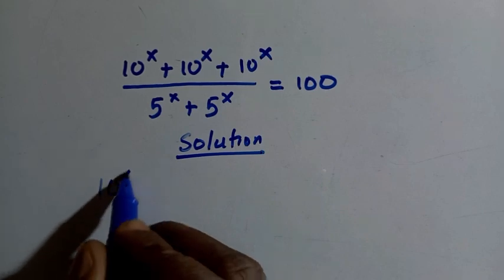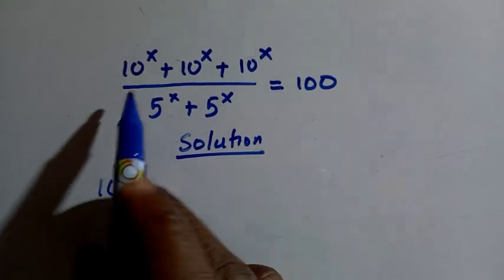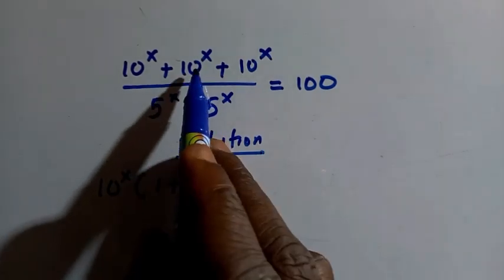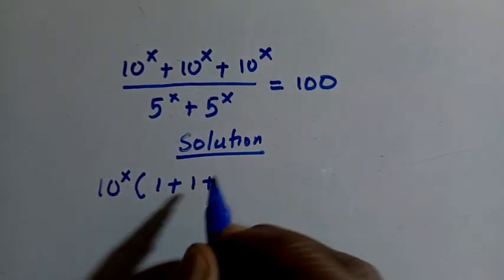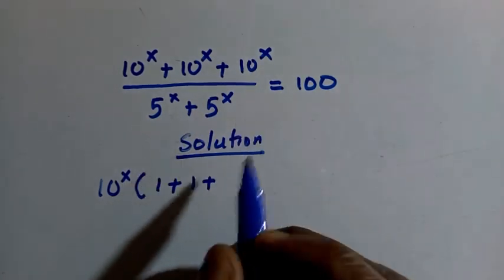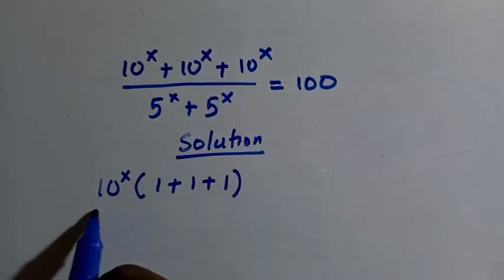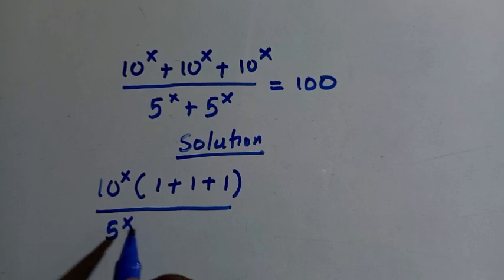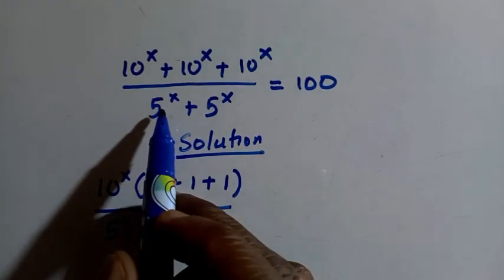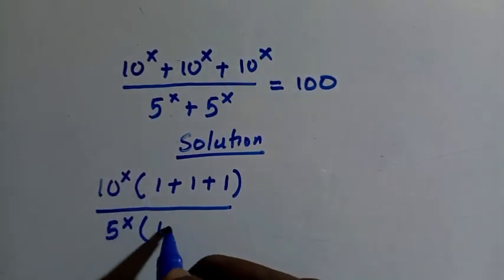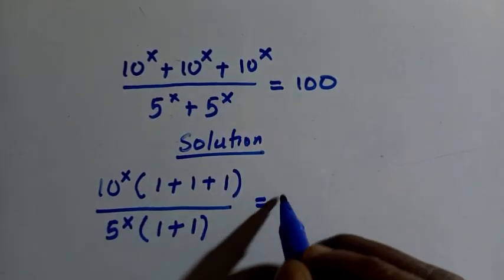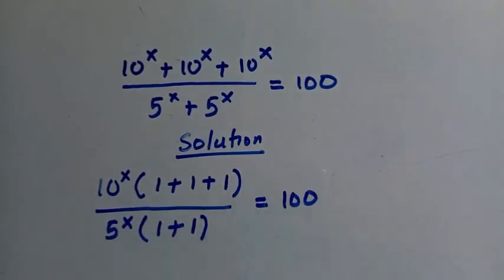Let's say I factor out 10 to the power x. So when we divide this one by 10 to the power x, we have 1 plus 1 plus 1. And when we take out 5 power x and divide this one by 5 power x, we have 1 plus 1, equals 1 over 2.